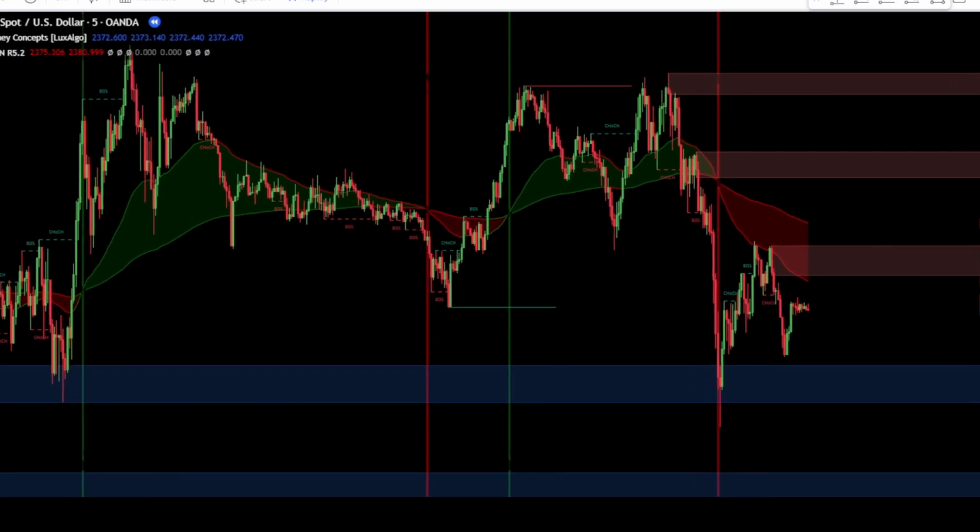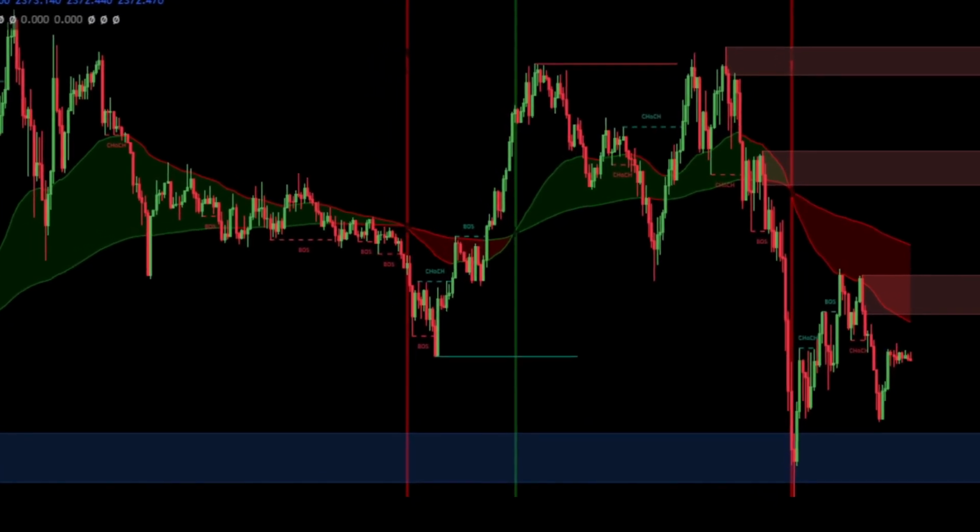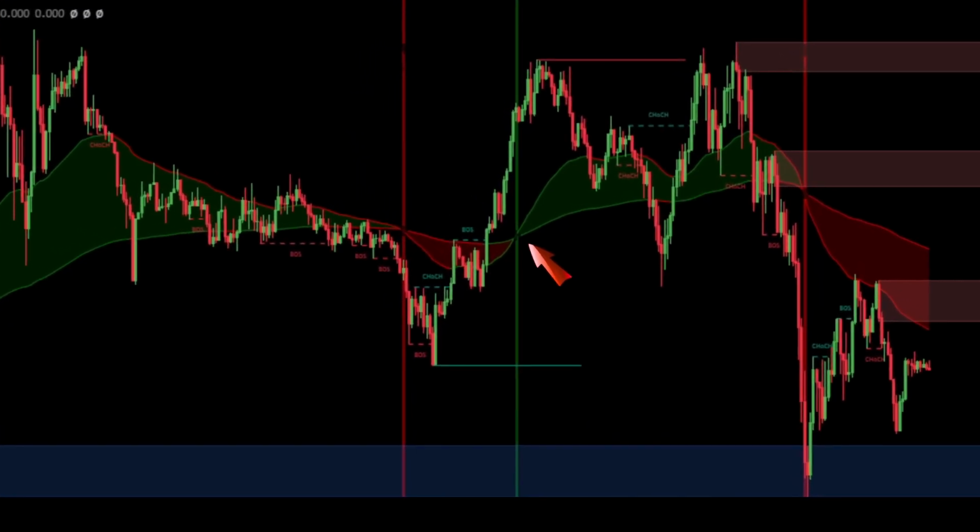To make it easier for you, you can observe the crossing of the EMA 50 and EMA 200. If there's a green bar signal, it indicates the beginning of a change from a bearish trend to a bullish one. Conversely, if there's a red bar signal, it indicates a change from a bullish trend to a bearish one.